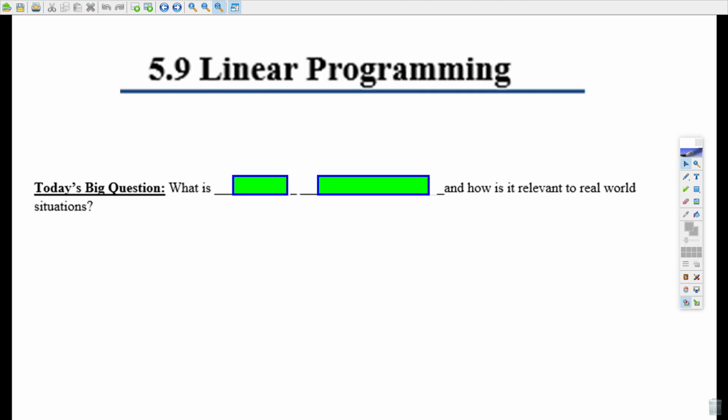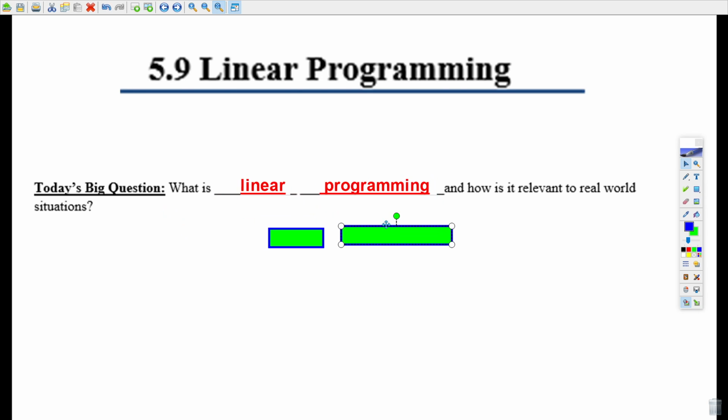All right, we're going to do the very last section of the chapter. It's 5.9, linear programming. So we can wrap this chapter up and do a test on it. So what is it? What is linear programming, and how is it relevant to real-world situations? Now we're actually going to apply what we've been doing with the shading with inequalities to a real-world situation.